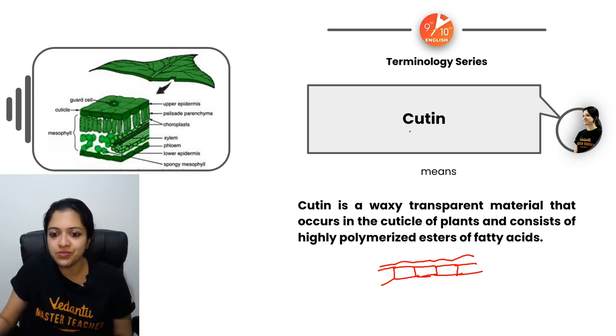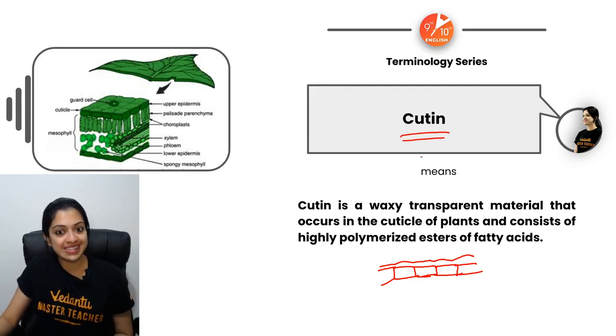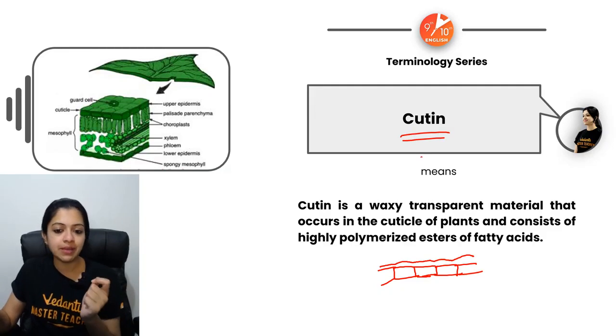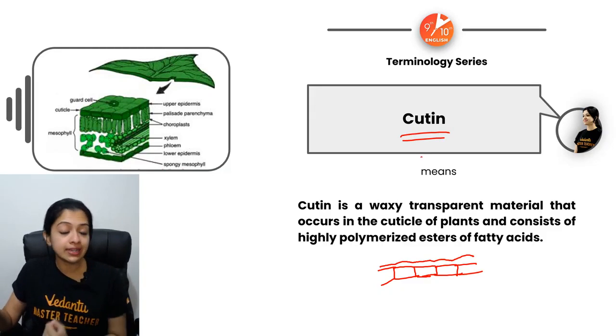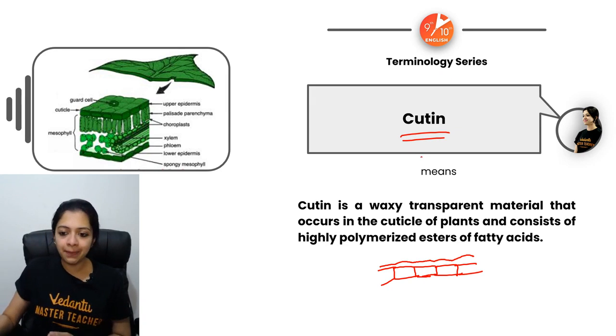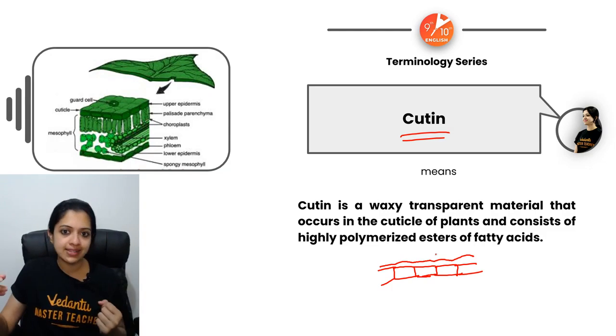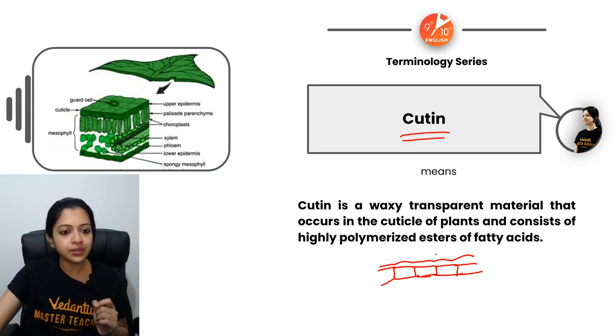I know the term sounds very cute, right? Cutin. Lignin is something that you find on the cell walls. Cutin is something that you would find in the cuticle or the cuticular layer. Okay, so what does it contain? Chemically, it consists of highly polymerized esters of fatty acids. This is what cutin does.